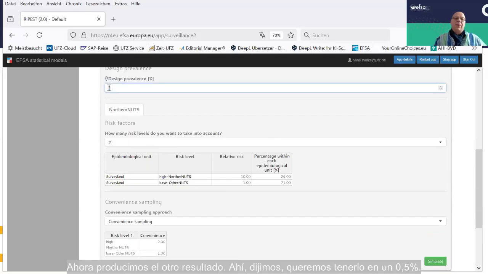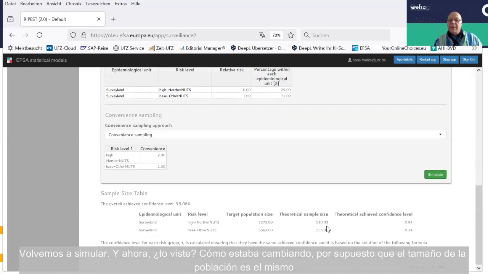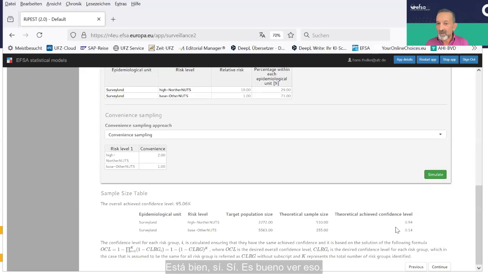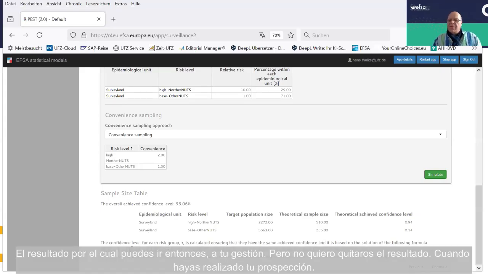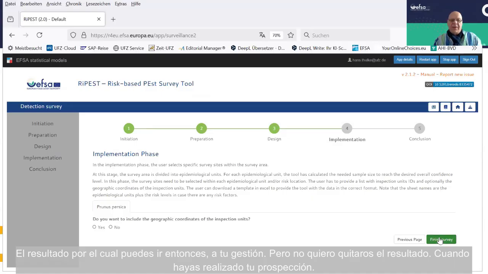Yes. Now we produce the other result. There we said we want to have 0.5%. We simulate again. And now, did you see how it was changing? Of course, the population size is the same. And the samples are incredibly increased because now we want to detect it already with 0.5. Okay. Good. So that's basically the result by which you can go then to your management. But I don't want to withdraw from you the result when you have done your survey.